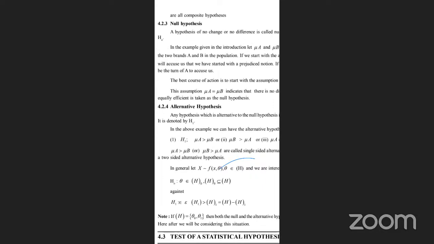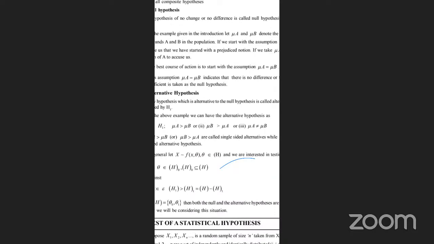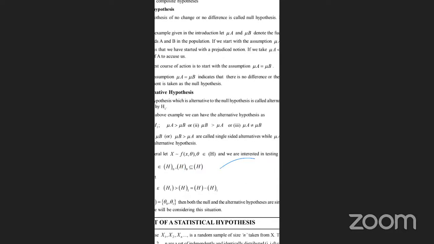Already I am telling you, null hypothesis means what we assume, and we will check in the problem whether it holds or not. Am I correct? Yes, sir. So the best course of action is mu A equal to mu B, the assumption that indicates there is no difference between the two brands, or that they are equally efficient, and this is taken as the null hypothesis. Equal means null hypothesis.